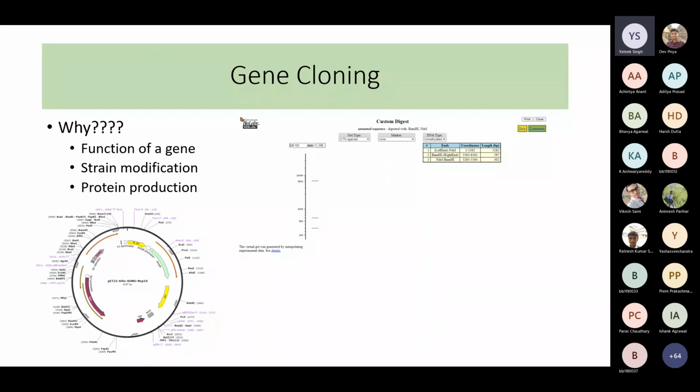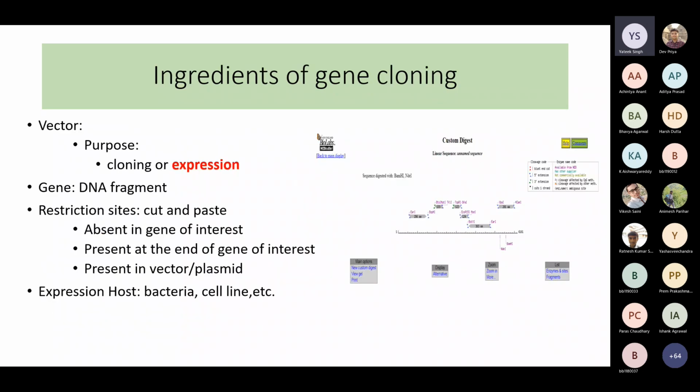And next can be protein production. There are certain proteins, which are enzymes or antibodies, which need to be produced on a large scale. So these three can be taken as our main driving forces for gene cloning. How is a gene cloned? The main ingredients of gene cloning include the vector. There are different types of vector, or plasmid, as you call it.